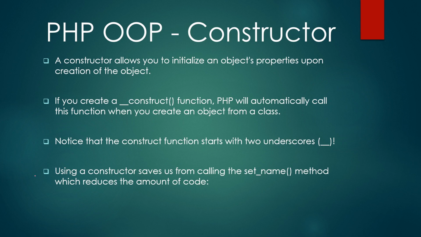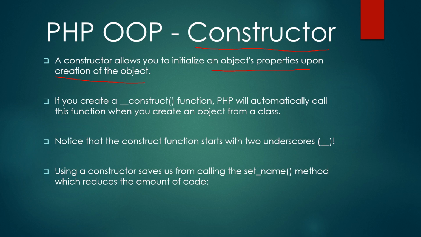In this video, we are going to learn about constructors and destructors in object-oriented programming in PHP. So let's first look at the constructor, what a constructor is and what advantages we get if we use a constructor in our program. A constructor allows you to initialize an object's properties upon creation of the object. So that means using a constructor, you can initialize the properties of an object.